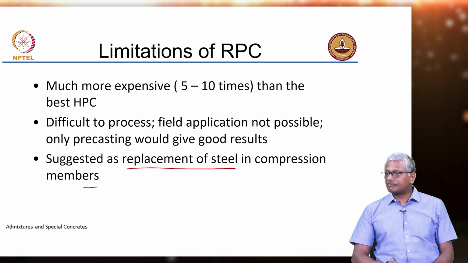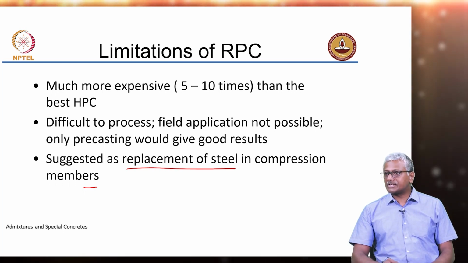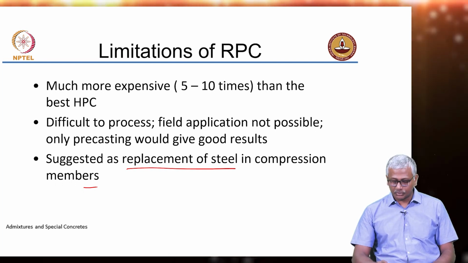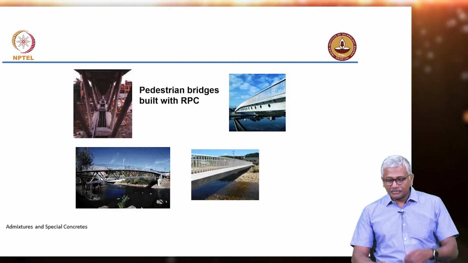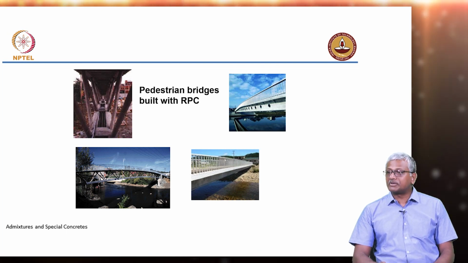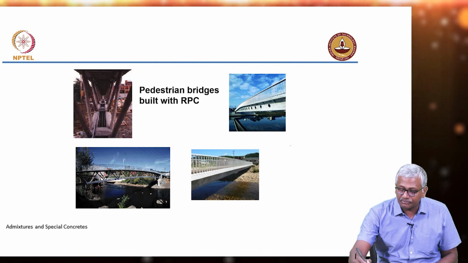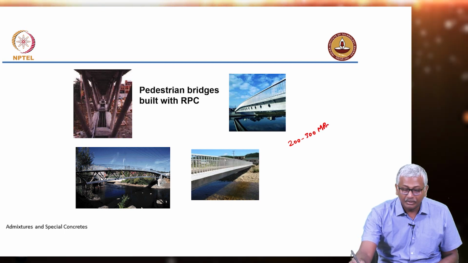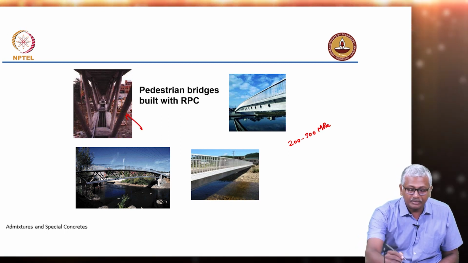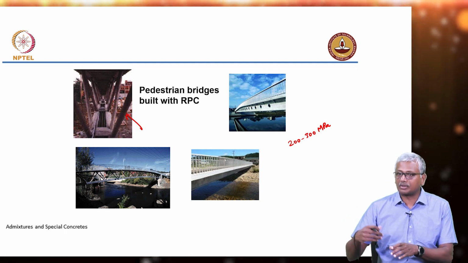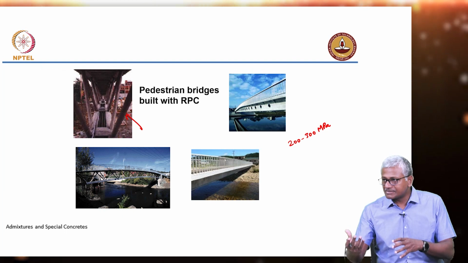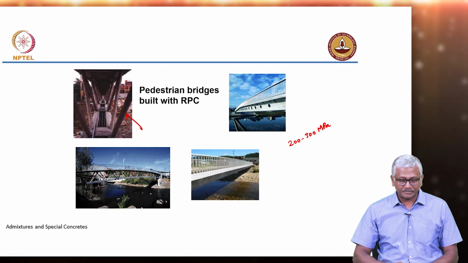The high strength steel fibers which are typically used in such applications generally have a very low tendency of corrosion. So there have been applications such as pedestrian bridges where concrete strengths of 200 to even 300 MPa have been obtained. In this case, these tubes were actually filled with concrete, so that confinement with the tube further enhances the strength of the concrete to 300 MPa.